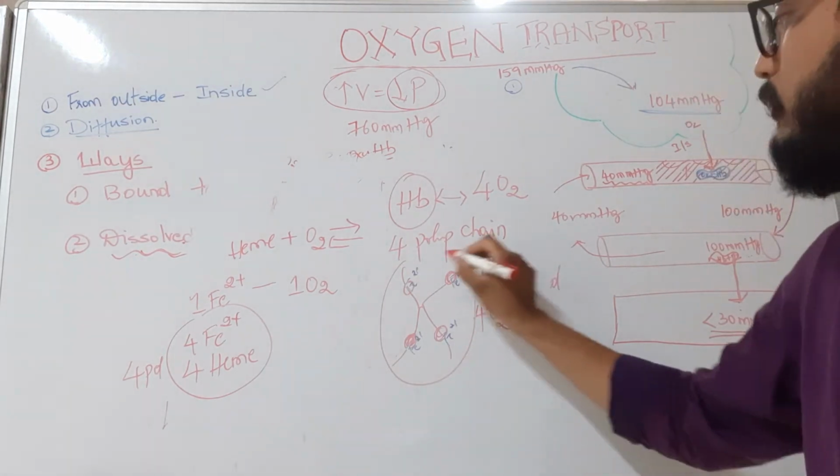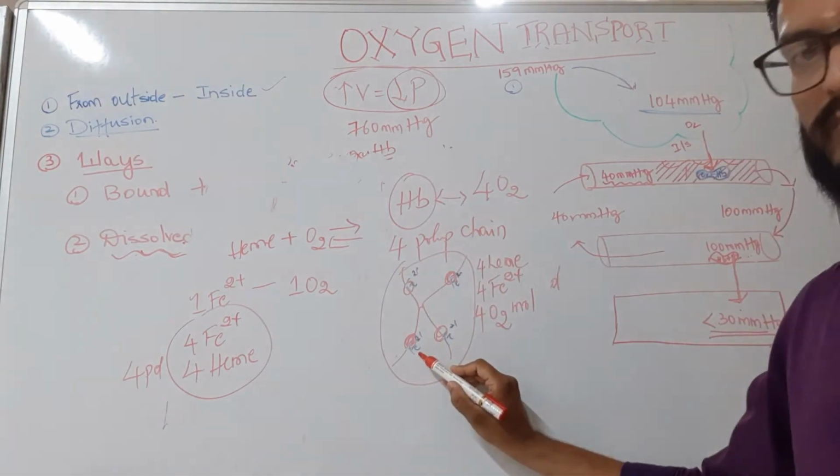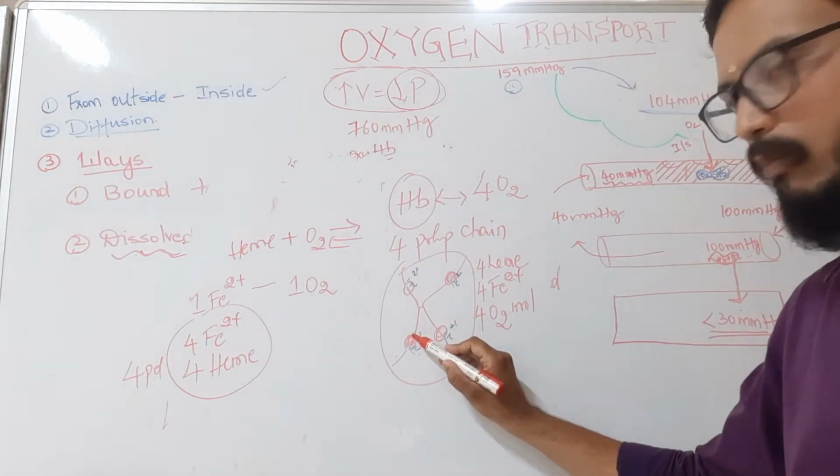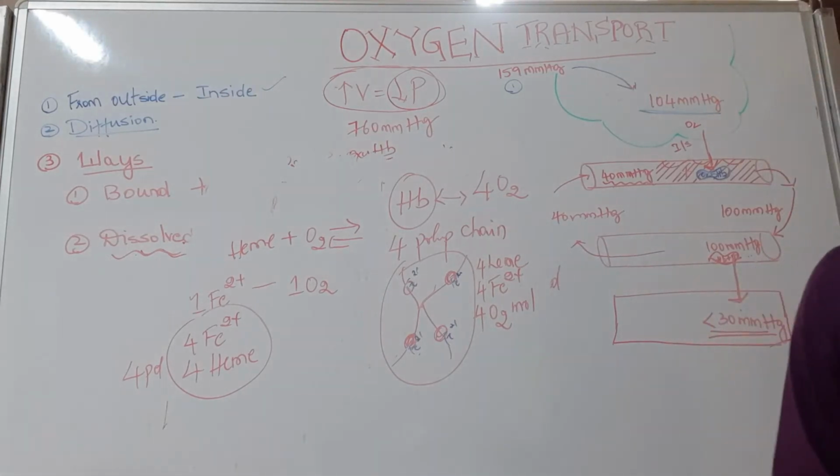So how is it 4? By attaching to 4 iron that is present in 4 heme that is present in 4 polypeptide chains.